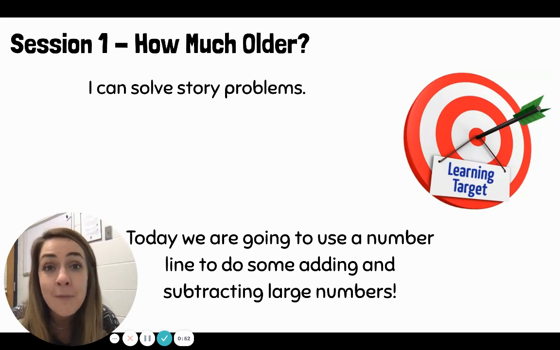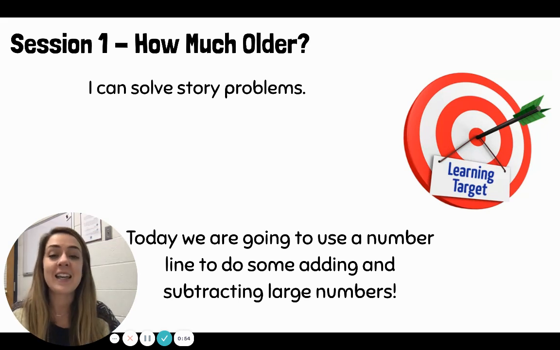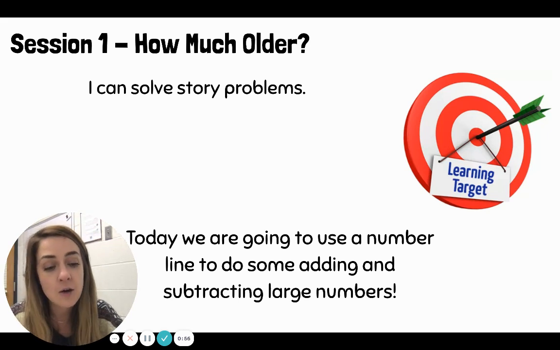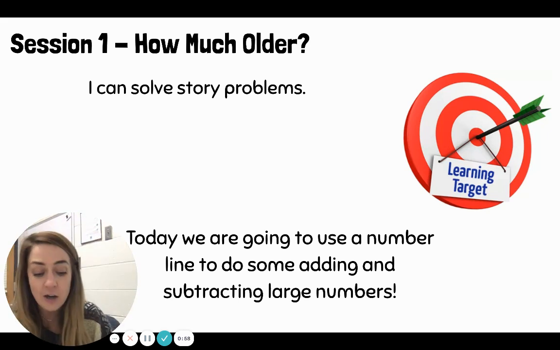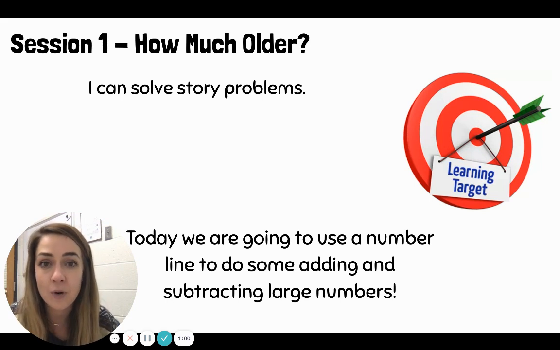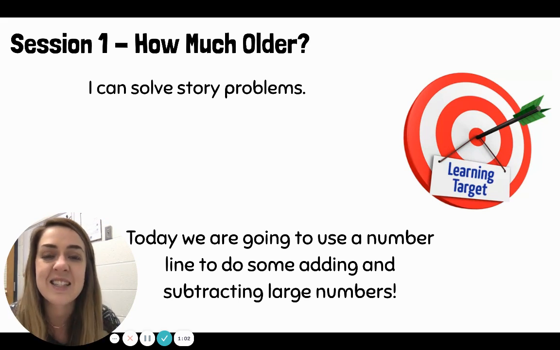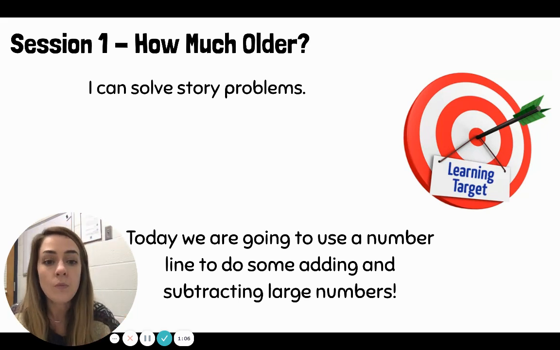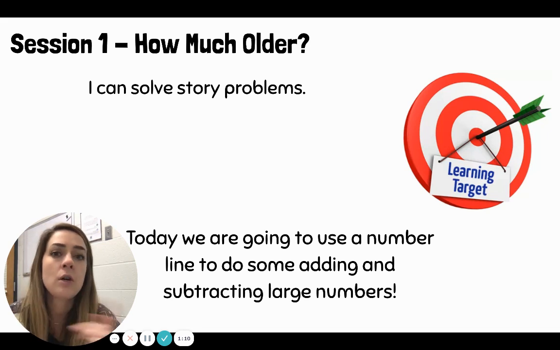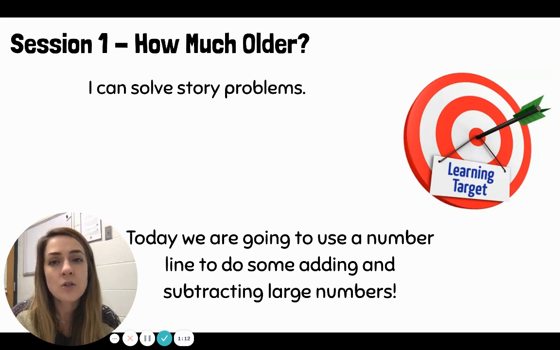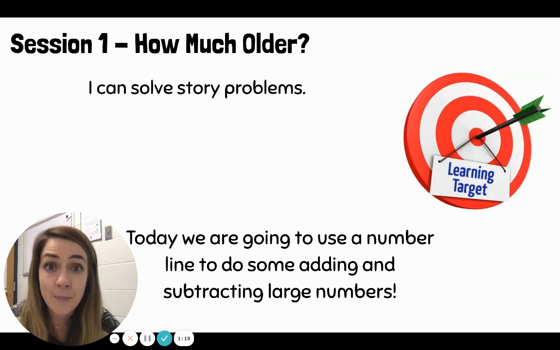Today we're going to use a number line to do some adding and subtracting large numbers. So I have my whiteboard. Now I know that when I write on my whiteboard and use my little camera in the side, sometimes it can be reversed. So I need you to look at my board, but I also need you to think about what you know about numbers and also what the number line on the screen looks like, so that you can make your number line on your paper look correct. I hope that makes sense.